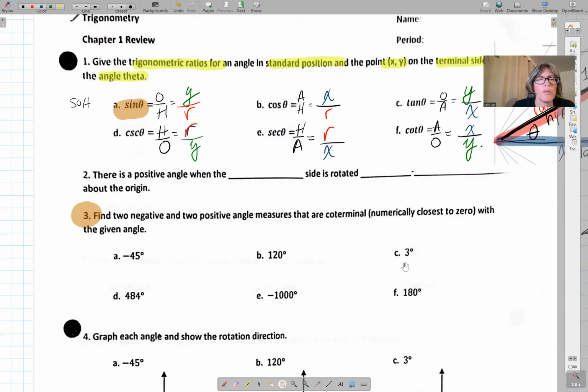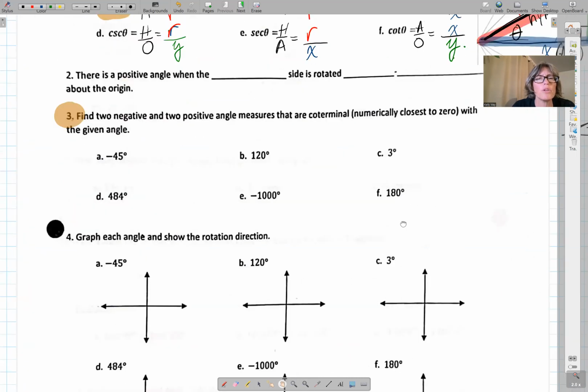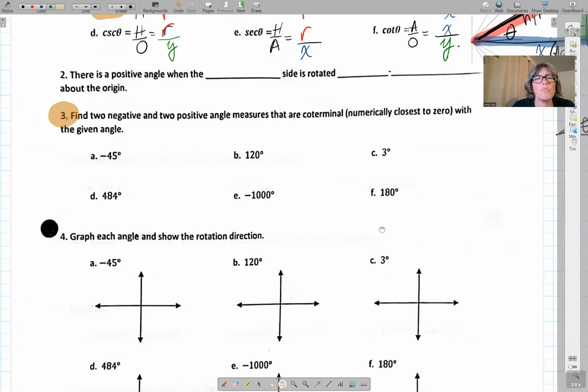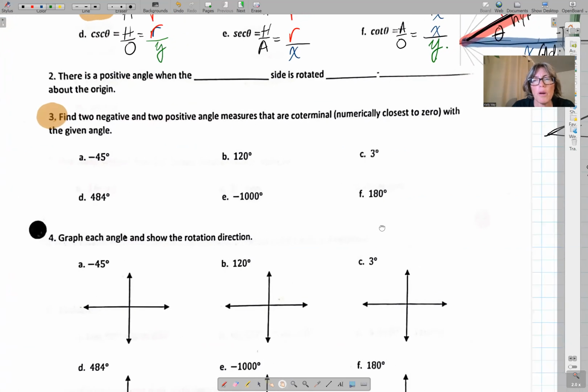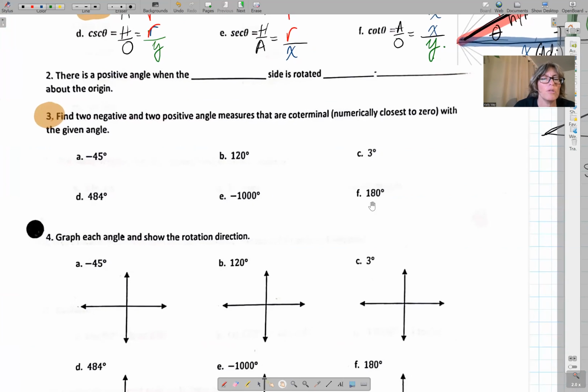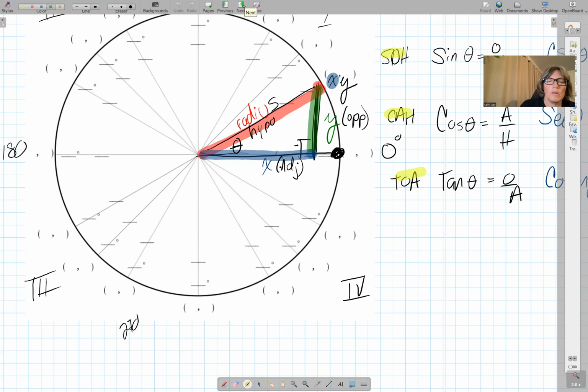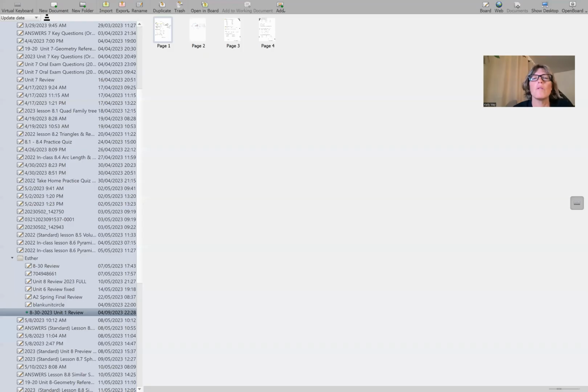I think you asked about number 3: find 2 negative and 2 positive angle measures that are coterminal and numerically closest to 0 with a given angle. So you need to have a picture for this. So negative 45 over here, negative 45. Duplicate this page for you.